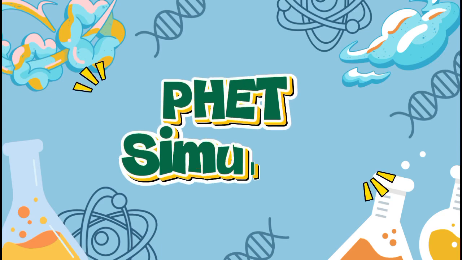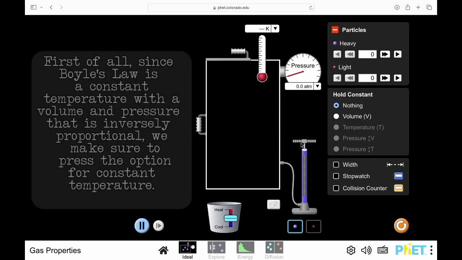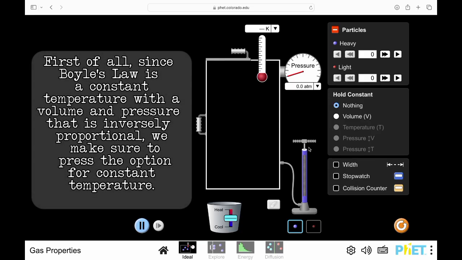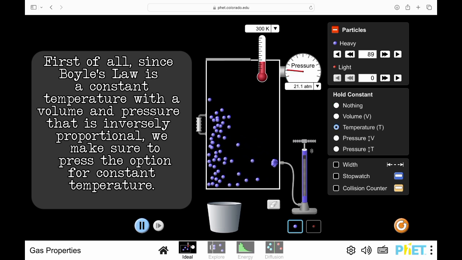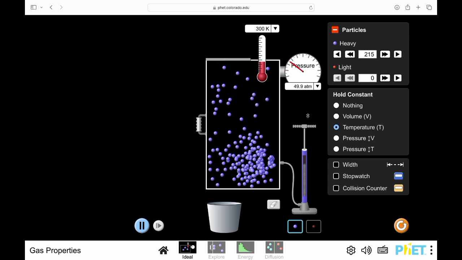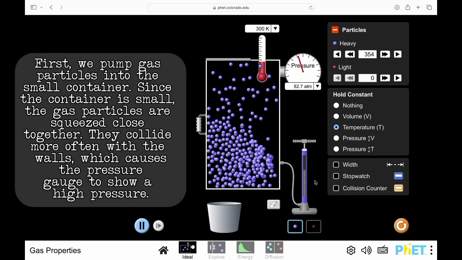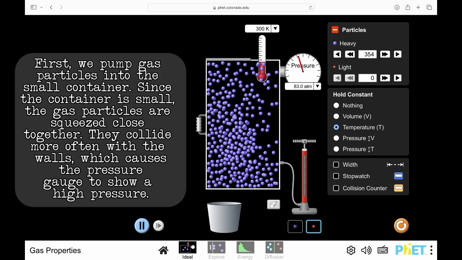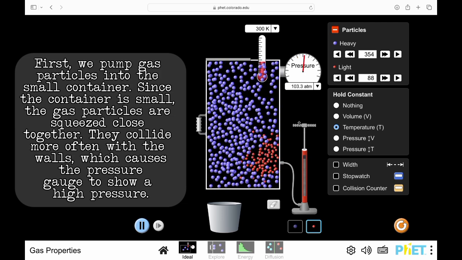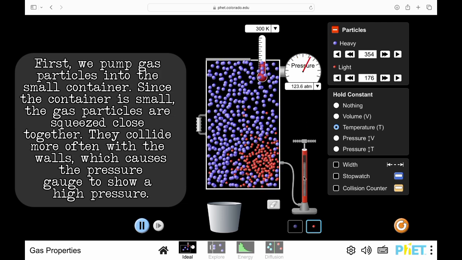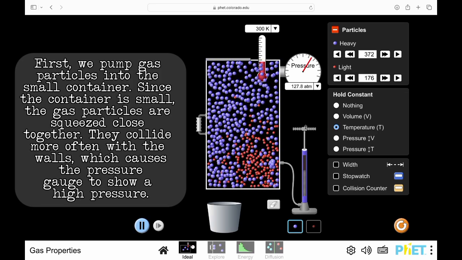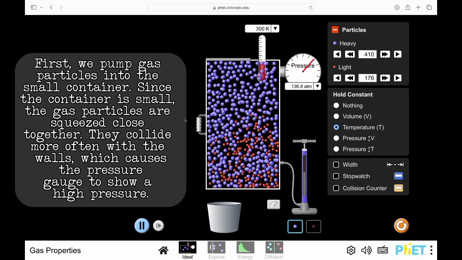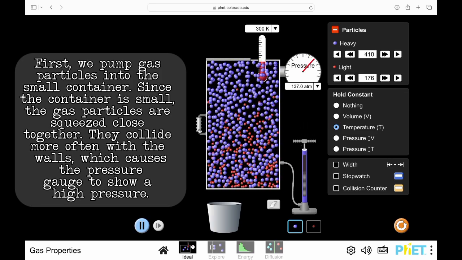Let us now look at the PhET simulation. First of all, since Boyle's law has a constant temperature with volume and pressure that are inversely proportional, we make sure to press the option for constant temperature. First, we pump gas particles into the small container. Since the container is small, the gas particles are squeezed close together. They collide more often with the walls, which causes the pressure gauge to show high pressure.